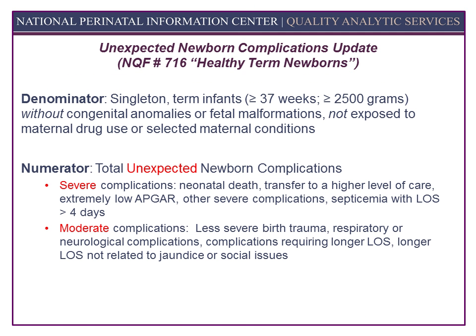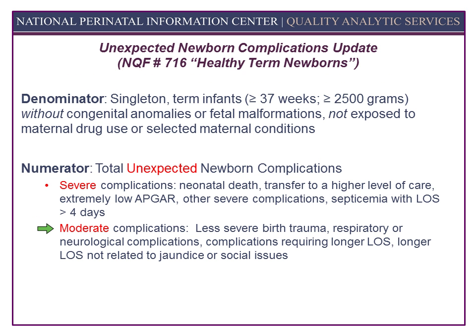So the denominator here is the singleton term infants, defined as greater than or equal to 37 weeks and greater than or equal to 2,500 grams, without a congenital anomaly or fetal malformations, not exposed to maternal drug use or selected maternal conditions. So the calculation that we're going to show you is the total unexpected newborn complications, and then they are subdivided between those that are severe and those that are moderate.